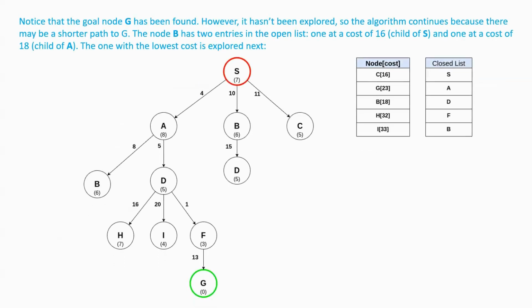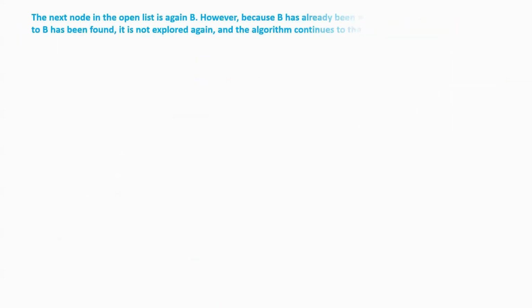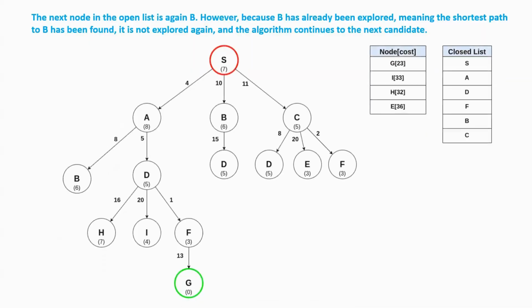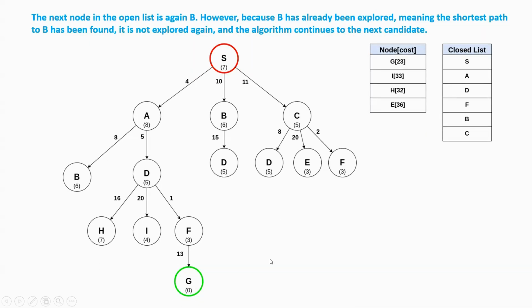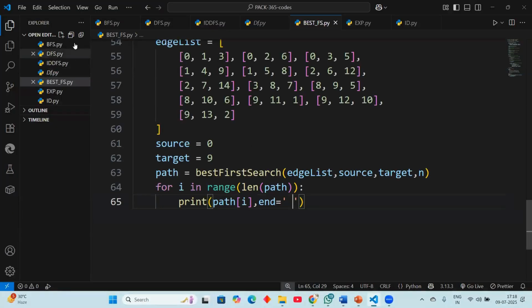We need to find all the nodes, right? So for that the algorithm still continues exploring all the paths, and it gets the final value here. So we reach our goal state. In a practical way, we have now reached the goal state. So let's go into the code.